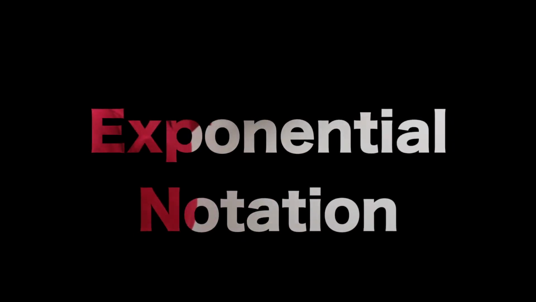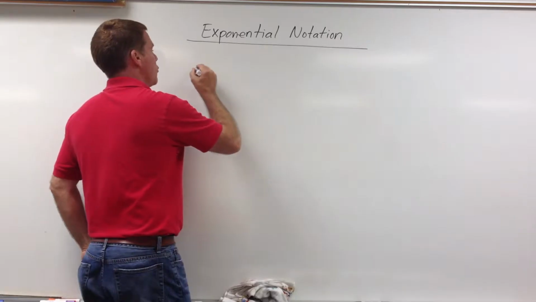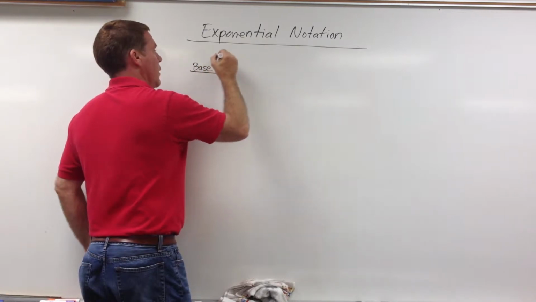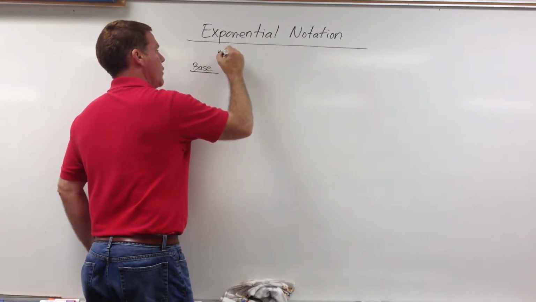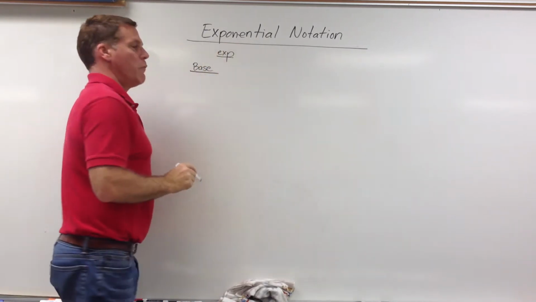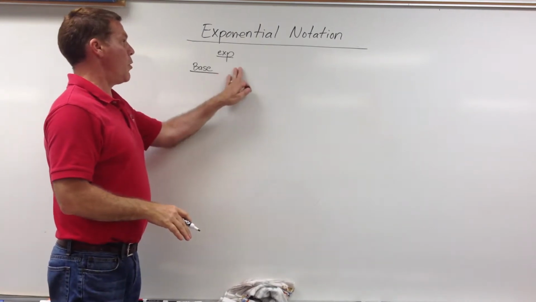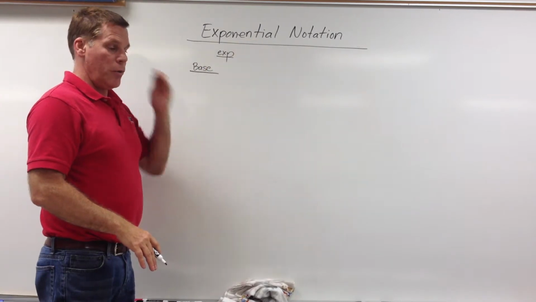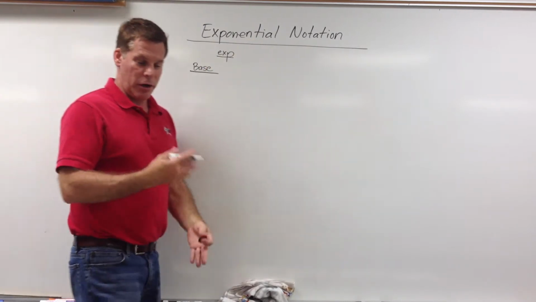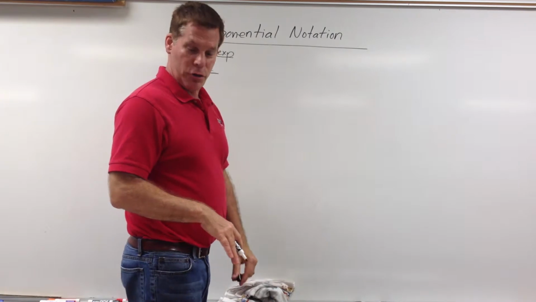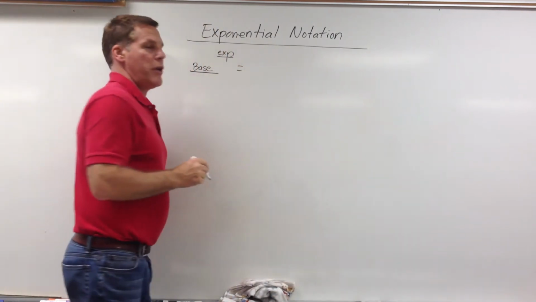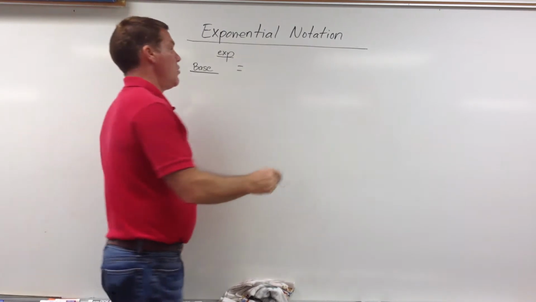Exponential notation. We've already discussed a number squared, where we have a base and this was called our exponent here. But whenever we write a number with a base and an exponent, that is called exponential notation. We've already talked about squared numbers, so I'm not going to go into that. You can look at my other YouTube video. But numbers that we have can be written in exponential notation.